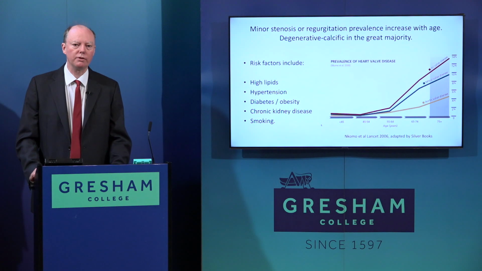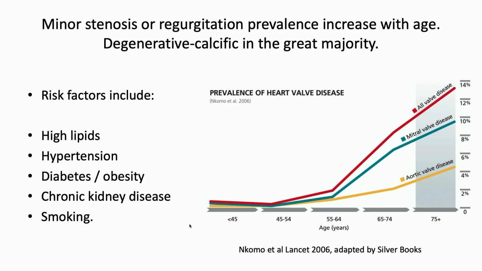Numerically, the most important cause of this in high-income countries now by far is that people will have increasing degeneration of the heart valves as they go on through life. Now, for many people, this makes no practical difference. So there's a bit of degeneration. It doesn't really cause them any problems over their natural lifespan. But for some, they will go on to have clinically important heart disease.